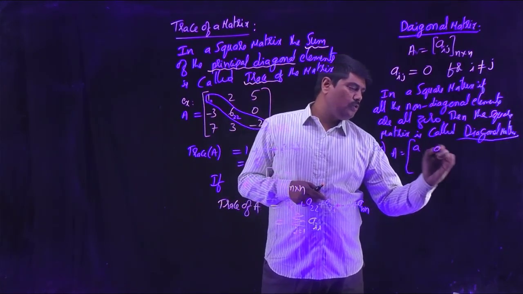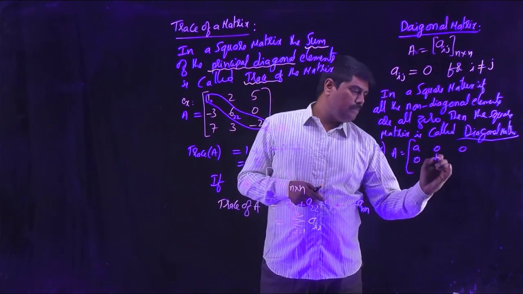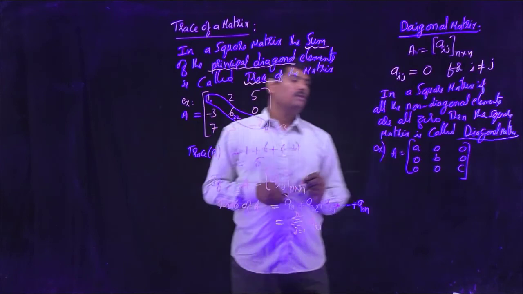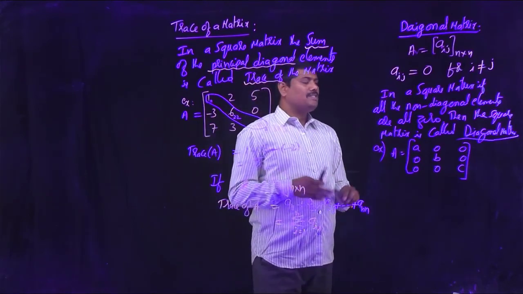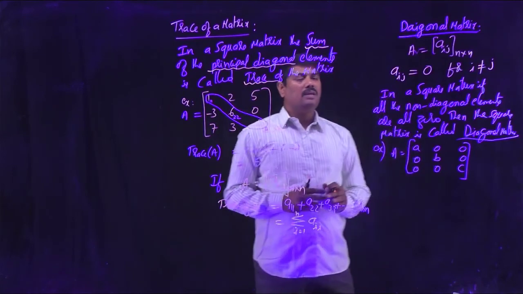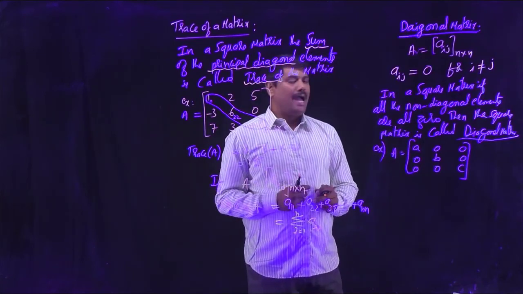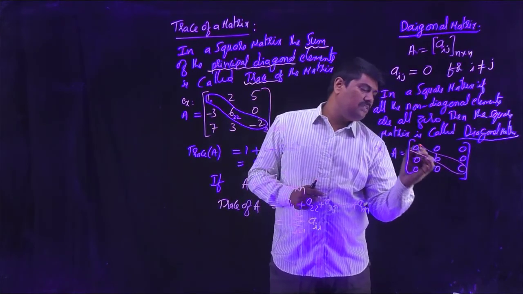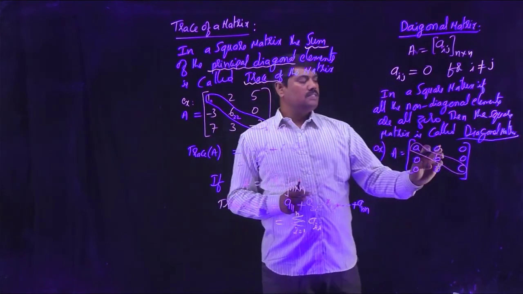A 0 0, 0 B 0, 0 0 C. So is it okay, this example? Is it according to the definition of the diagonal matrix? Now here these are diagonal elements. Clearly these are diagonal elements. So these are non-diagonal elements.